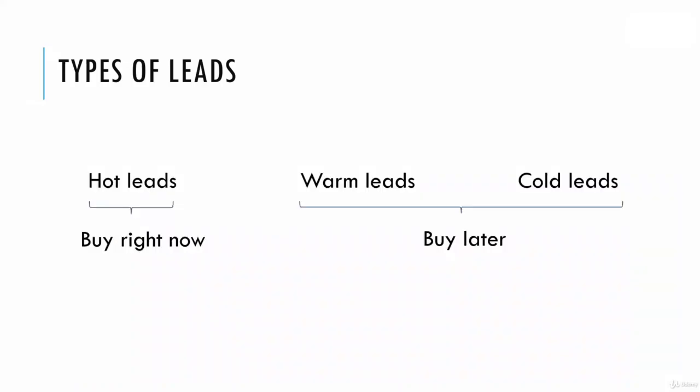List building for email marketing focuses on working with warm and cold leads. They don't want to buy right now, but we can grow their interest in our products and services via our email marketing content. So your subscription sign-up page and opt-in forms on your website should offer the most value to capture these warm and cold leads.